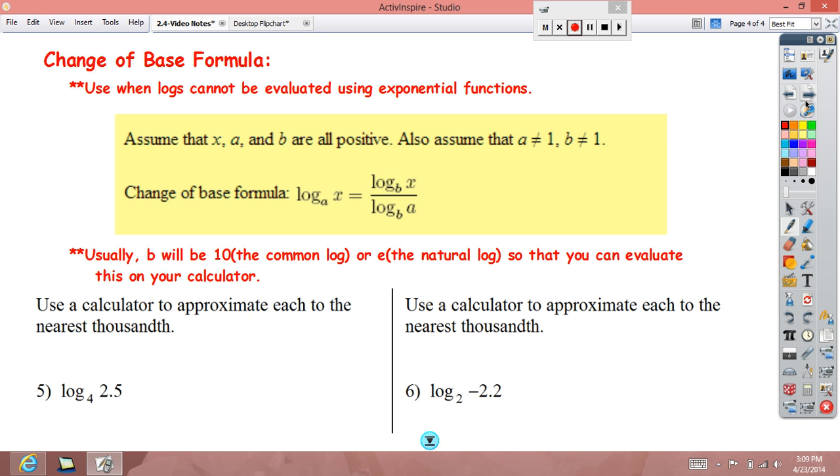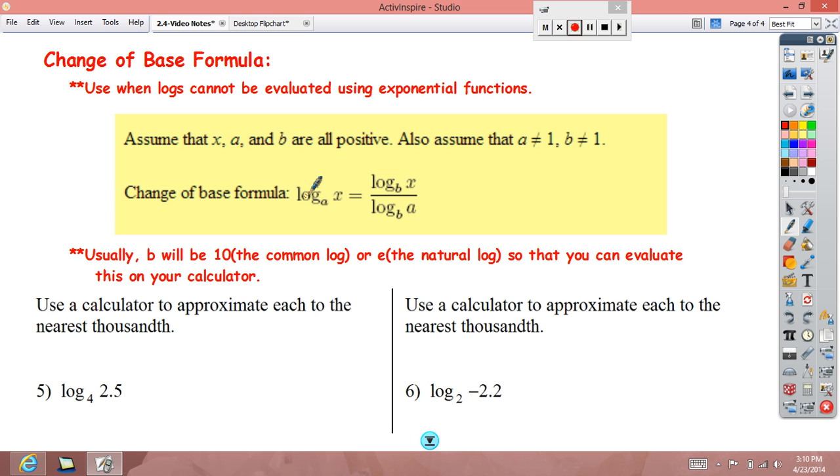All right. The last thing is the change of base formula, and this is pretty simple, pretty quick. Just a few things here. This is used when logs cannot be evaluated using exponential functions. Okay? So exponential functions were what we covered in 2.2 and 2.3. And when I can't solve with exponentials, I can use the change of base. So essentially here is what it says. X, A, and B need to be positive. A can't be 1, B can't be 1. And we've already talked about that.